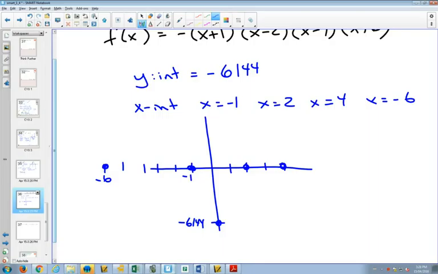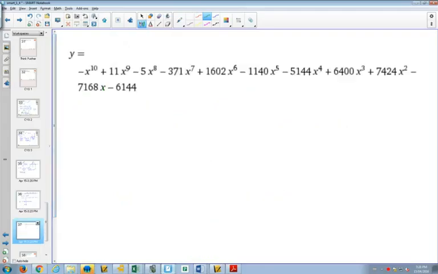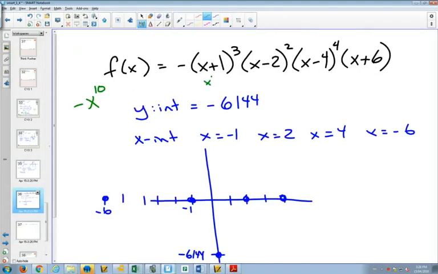And what does this graph act like? How many x's do you have? X to the 10. And it's going to be negative. I mean, we could have seen that from the expanded form too, right? There's that negative x to the 10. But if you added them all up, here you're going to have x cubed, here you have x squared, here you have x to the 4, here you have an x. That makes x to the 10. And it's a negative x to the 10, so it's going to act like a parabola.